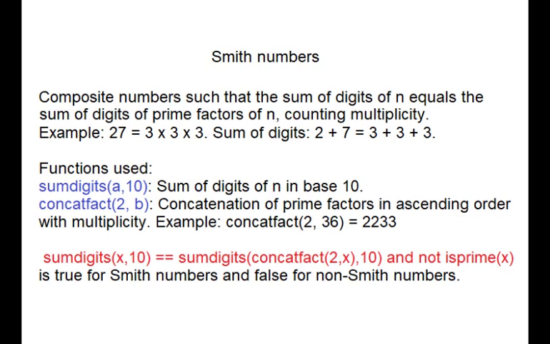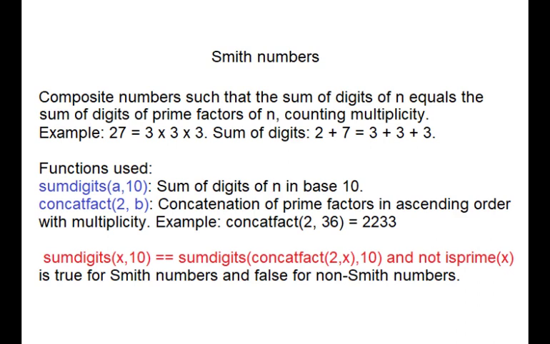There are 2 functions included in the calculator: SUMDIGITS, which calculates the sum of digits of the argument, and CONCATFACT, which generates a number composed by the prime factors of the argument. When the first argument is 2, it repeats the factors when they are multiple. For example, if the second factor is 36, which equals 2 squared times 3 squared, we get the number 2233.